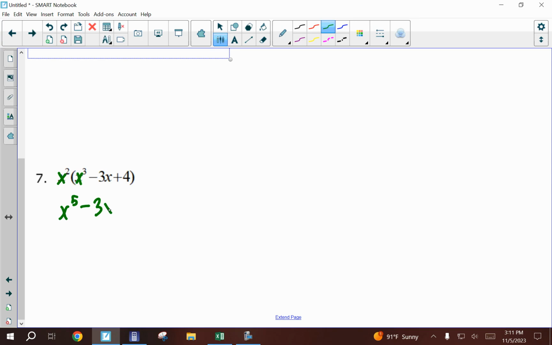So this is negative 3. That was x to the 1st. Now it's getting 2 more. So now it's x to the 3rd. And then this one is just 4. It didn't have any x's, but we're giving it 2 more x's. So it's x squared. And then that's my answer.